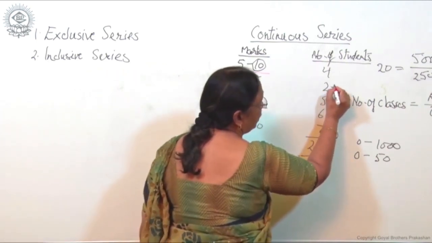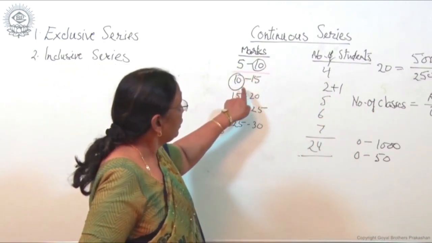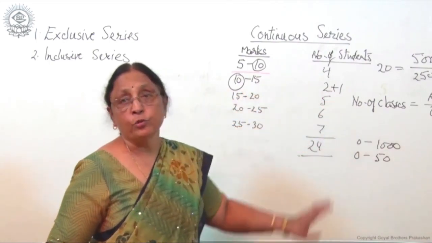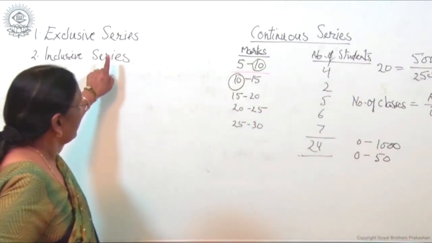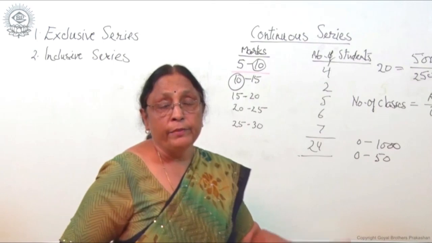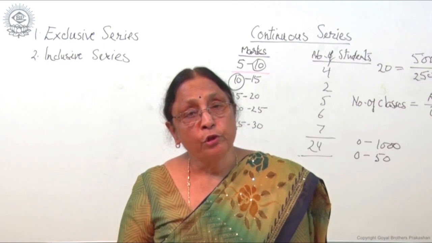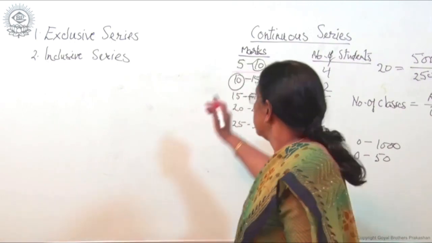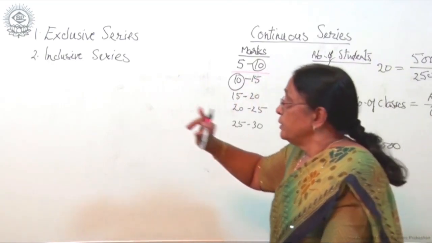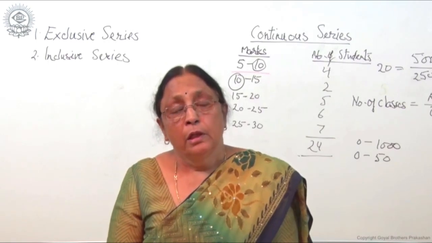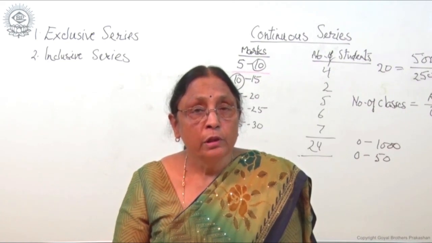And here, if you want to add one extra, the person who has scored 10, not adding here, you will add up here. This will become the exclusive series, right? So in the exclusive series, the frequency of the upper limit is excluded and that becomes the frequency of the lower limit. As this is the case, it becomes the frequency of the lower limit rather than the upper limit. This is exclusive series.